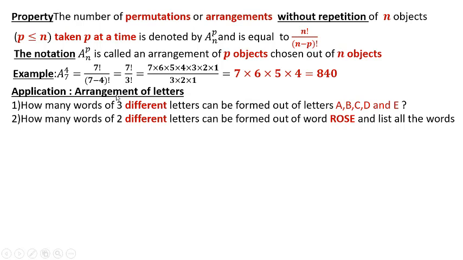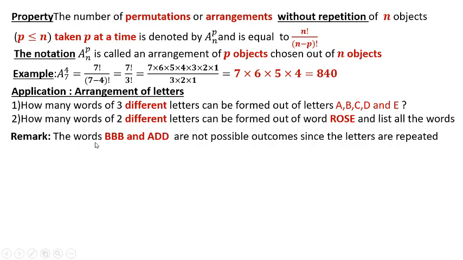First application, arrangements of letters. Part 1. How many words of 3 different letters can be formed out of the 5 letters A, B, C, D, and E? Remark: the words BBB and ADD in this case are not possible outcomes since the letters are repeated. Be careful. A word of different letters means that the letters are not repeated. This is why these words are not possible outcomes.